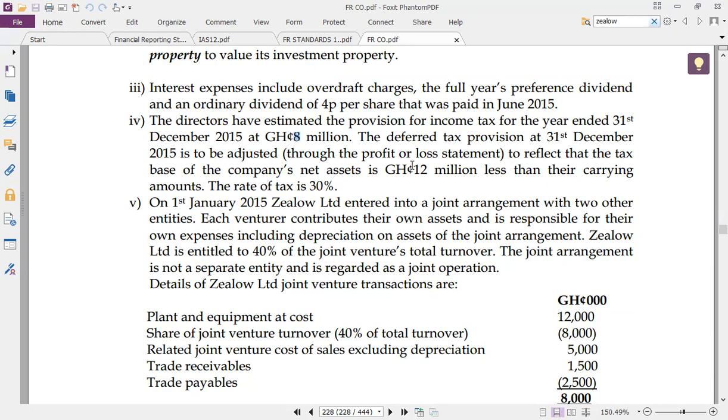So in short, they are just telling that the company's net asset, the tax base is 12 million less than the current amount. So they find a temporal difference. That means the temporal difference is 12 million, and therefore the accounting base or the current amount is what? Is higher than the tax base. That's what they are telling us. So just multiply this 12 by the 30%. That will give us the closing balance of the deferred tax.